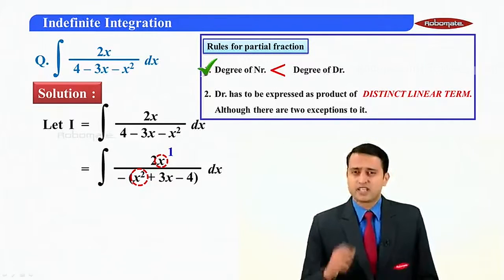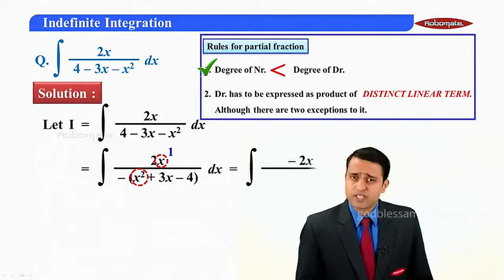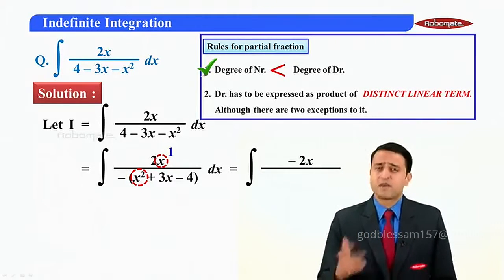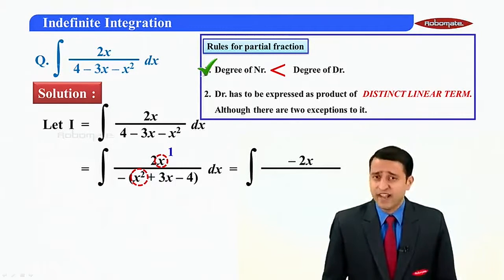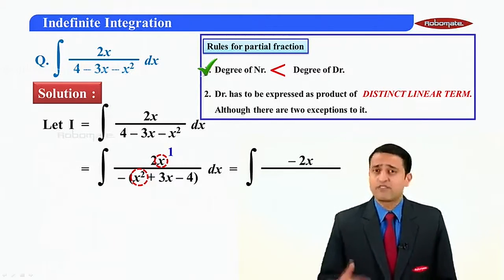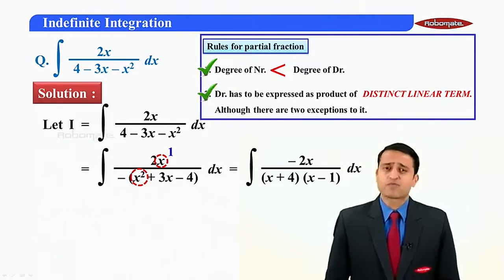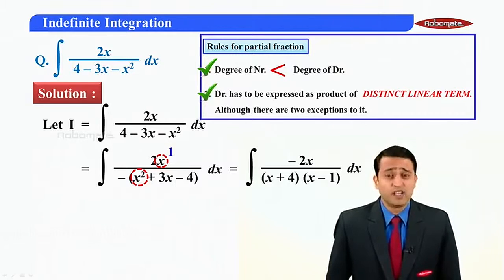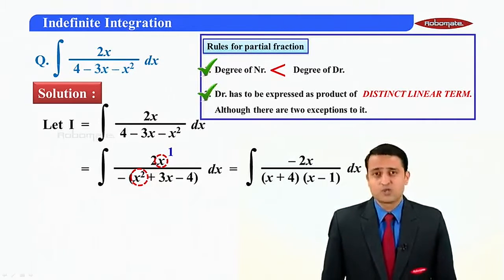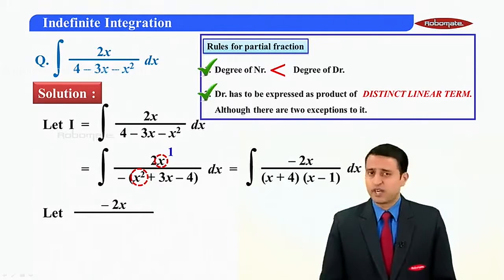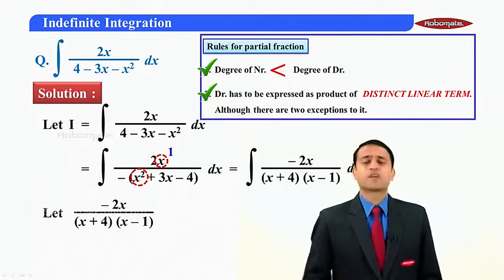Second condition, let us understand before what is to be done. We have 2x in the numerator, or to be precise minus 2x, and denominator is a quadratic which I can easily factorize. On factorization, what do I get? X square plus 3x minus 4 will give me x plus 4 into x minus 1. Can I say I have two terms in the denominator, both are linear, so can I say distinct linear terms? So condition of partial fraction is satisfied. So let's apply partial fraction.